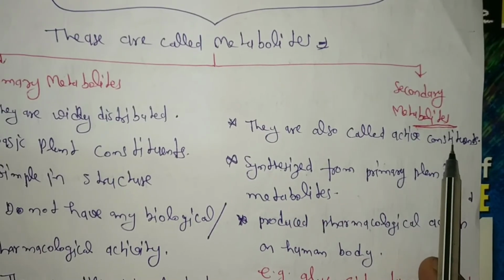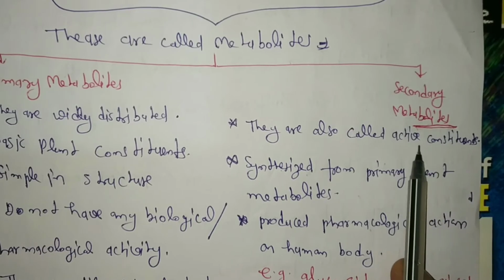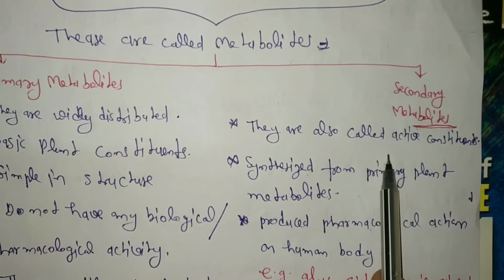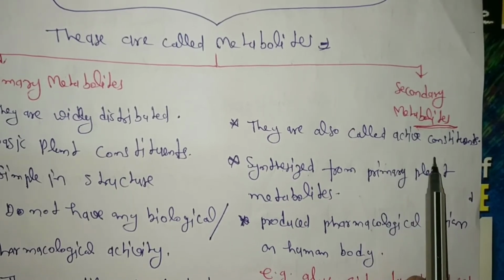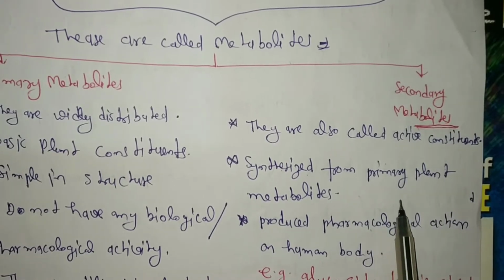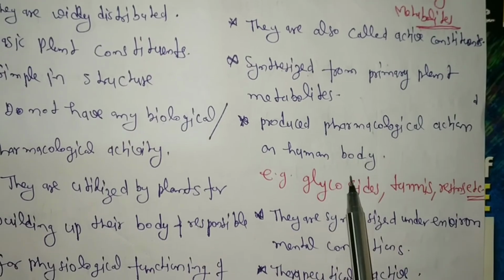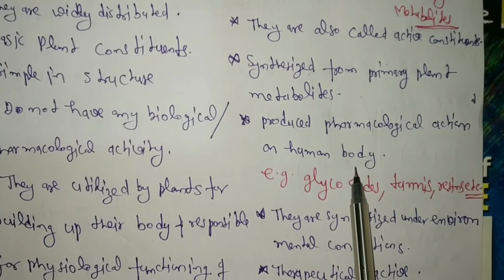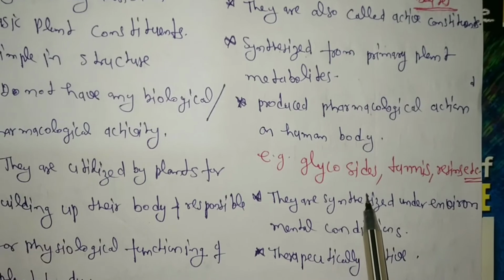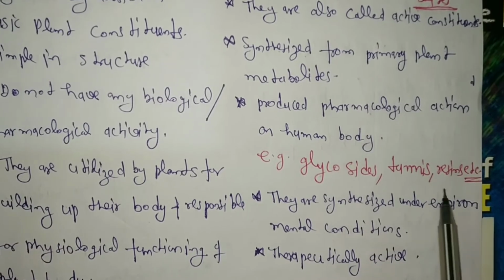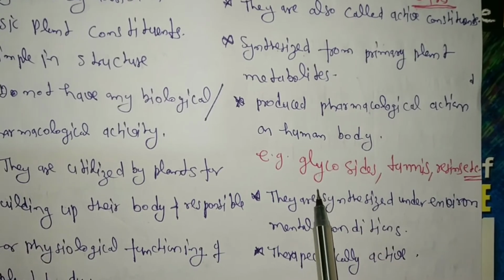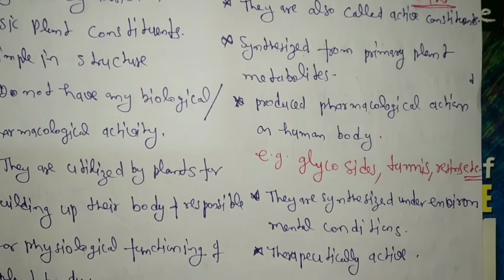Whereas secondary metabolites are formed after conversion of primary metabolites. They are synthesized from primary metabolites and are pharmacologically active on the human body. For example, glycosides, tannins and resins, all of which are components we will study in the next topic, the second unit, like glycoside-containing drugs, tannin-containing drugs and resin-containing drugs.